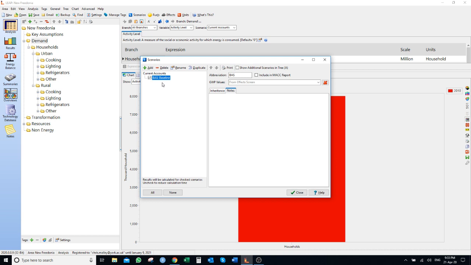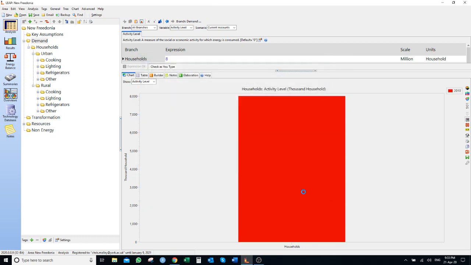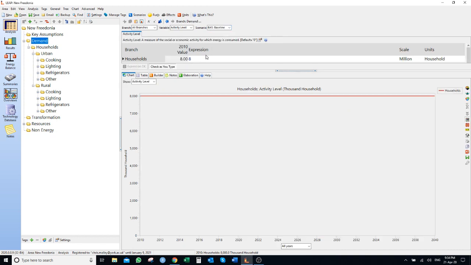Now we have the scenario for the baseline. And at the bottom of page 16, we're told about the assumptions that we have in our household sector. So for example, it says by 2040, 45% of Fredonia's households will be in urban areas. So I'm going to go from current accounts and change the scenario to baseline. And it's very important to remember which scenario you're in where you're entering data. It's a common mistake that people will enter data in the wrong scenario and have to go back and change it. So we're going to change to the baseline.